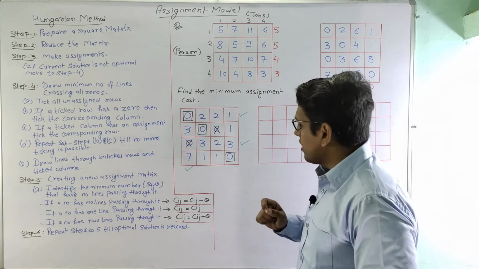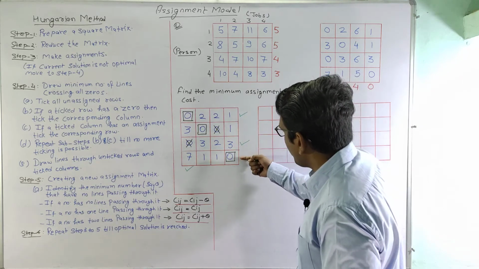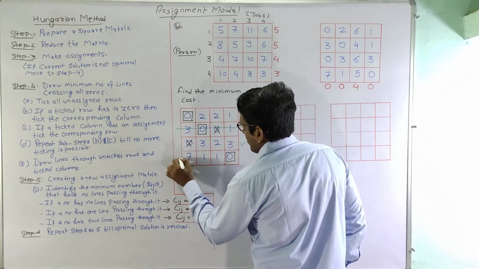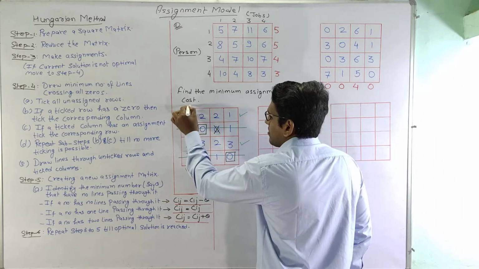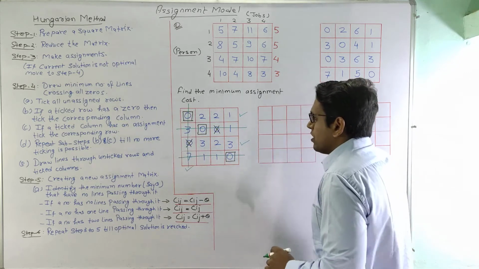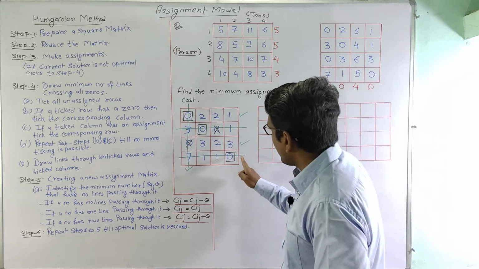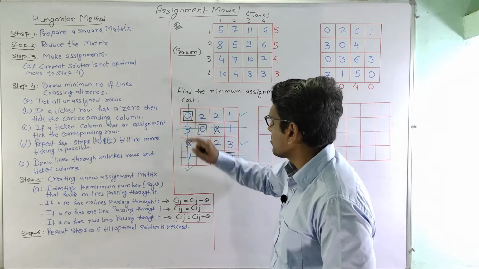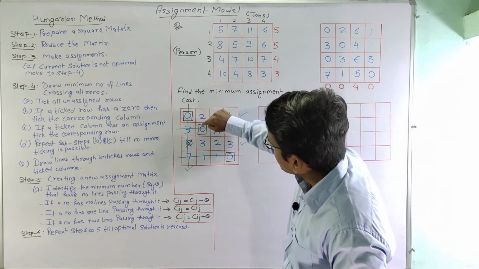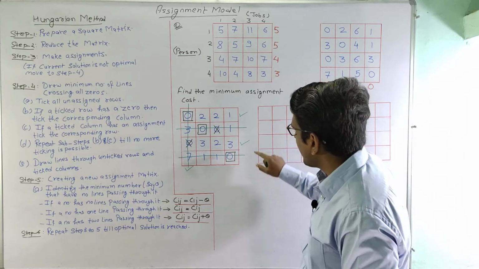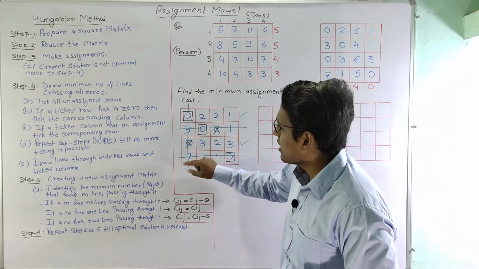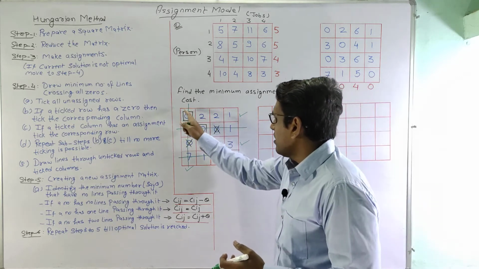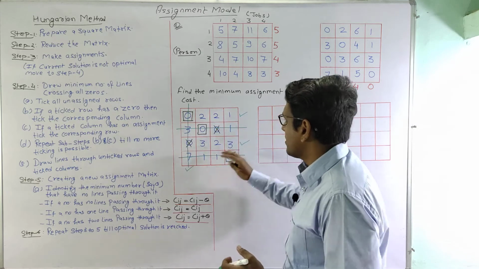Now we need to draw lines through unticked rows and ticked columns. So row 2 and row 4 are unticked rows, so we need to draw lines through the unticked rows and ticked column. So we can see here that all the zeros are crossed out with this minimum number of lines. As we can see, we were having 3 assignments, and because of that we are able to draw only 3 lines. Once we reach the optimal solution, we will have all the 4 lines. We can draw all the 4 lines by this method.